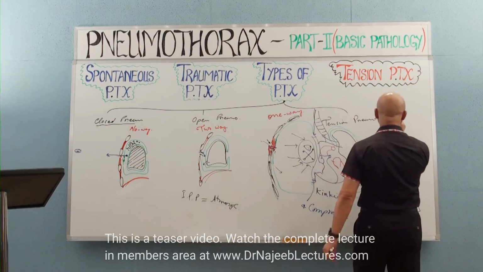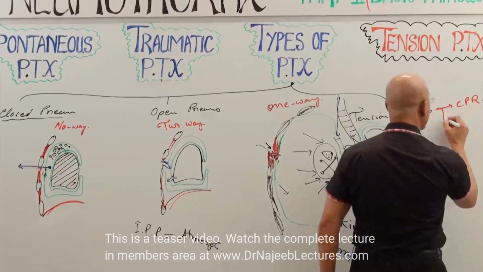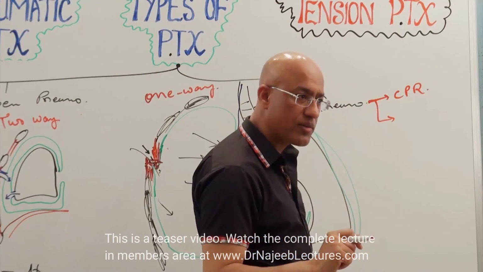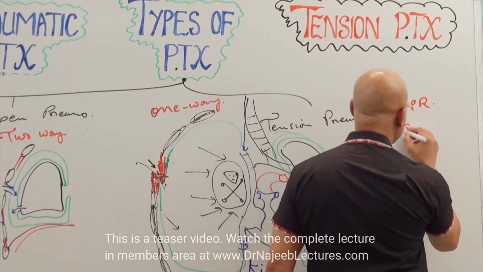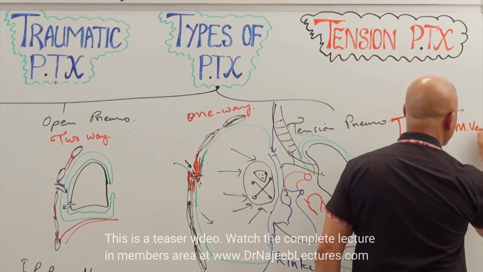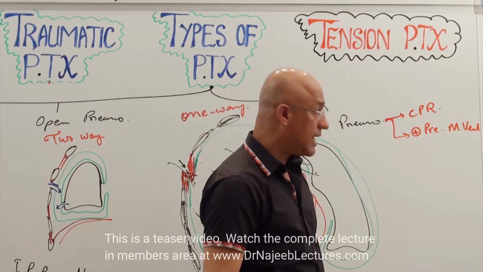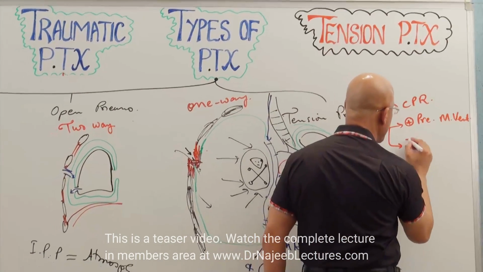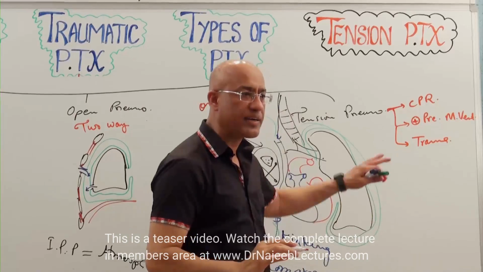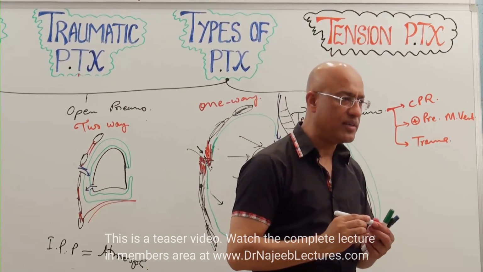Any kind of pneumothorax can convert into tension pneumothorax, but especially you should think of some causes in your mind. CPR sometimes ends up in tension pneumothorax. Positive pressure mechanical ventilation. Then trauma, chest trauma, and then any other cause, but at least these three should be in your mind.